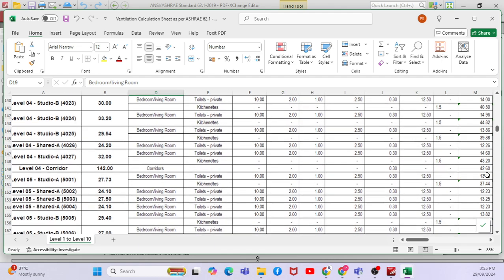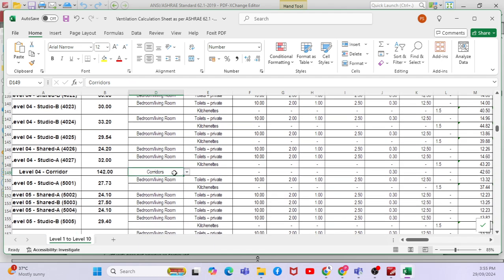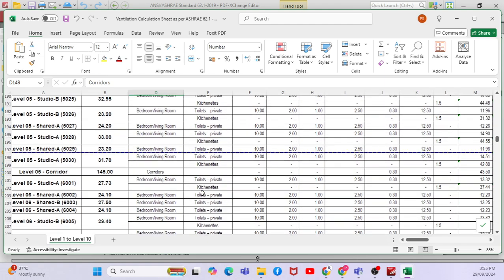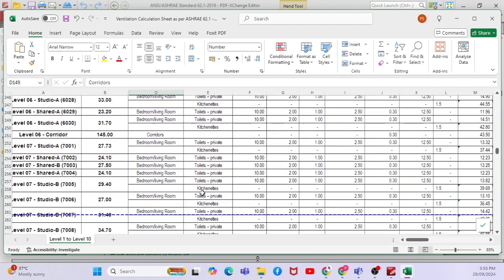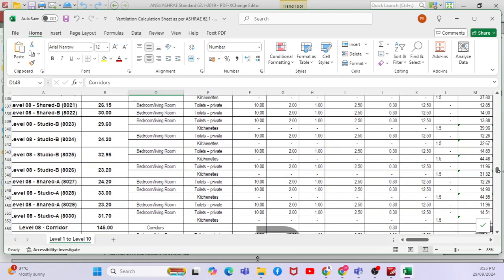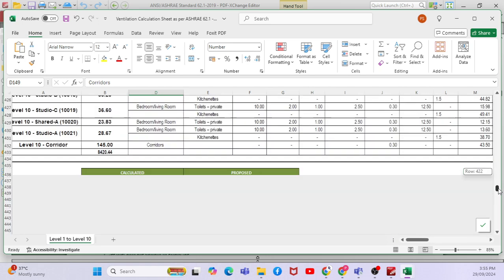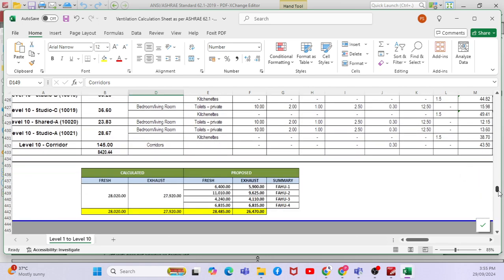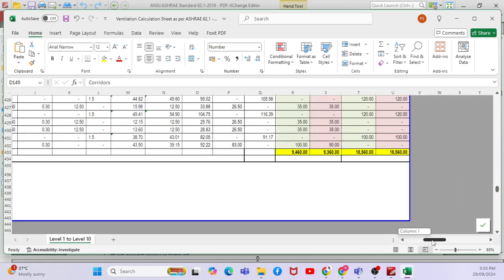I'm going to calculate for different spaces, and then I will arrive at the total for the building, for example including the corridor. So I have different spaces, I will calculate for all the spaces, and then I will come up with the total for my building. What is my fresh air and exhaust required? So I will be calculating what is the fresh air and what is the exhaust air required for that particular building.